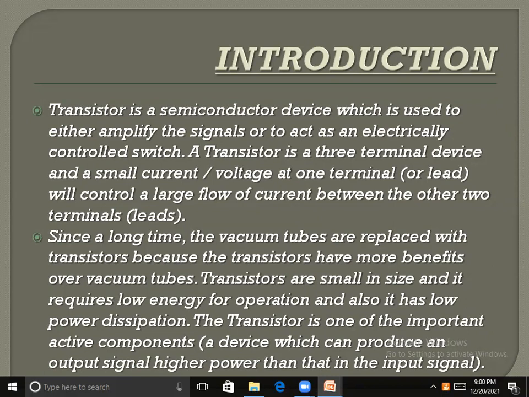Since a long time, vacuum tubes have been replaced with transistors because transistors have more benefits over vacuum tubes. Transistors are small in size, require low energy for operation, and also have low power dissipation. The transistor is one of the important active components, that is, a device which can produce an output signal of higher power than that in the input signal.